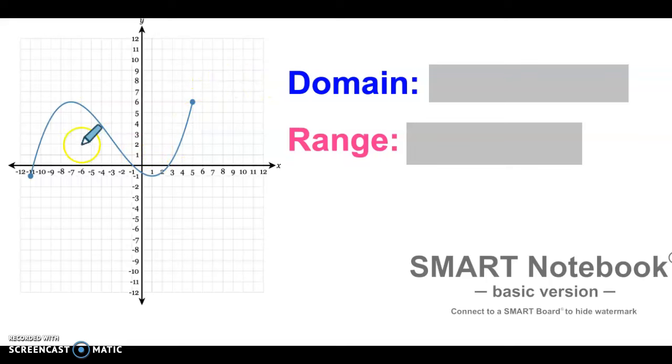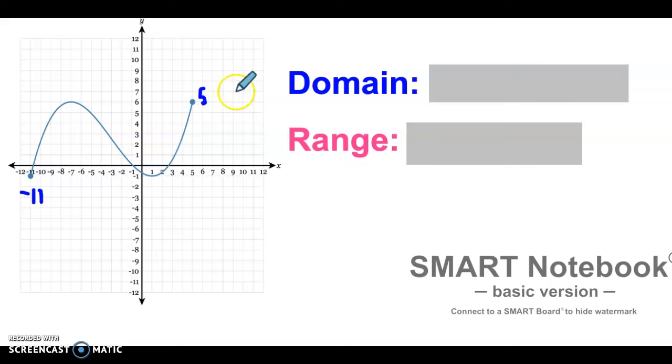So if we look all the way to the left here on our graph, we're looking at the x values that make up the blue line. The smallest possible x value is -11. And then let's follow our graph all the way to the right and find the biggest x value on our graph. Our biggest x value is 5.